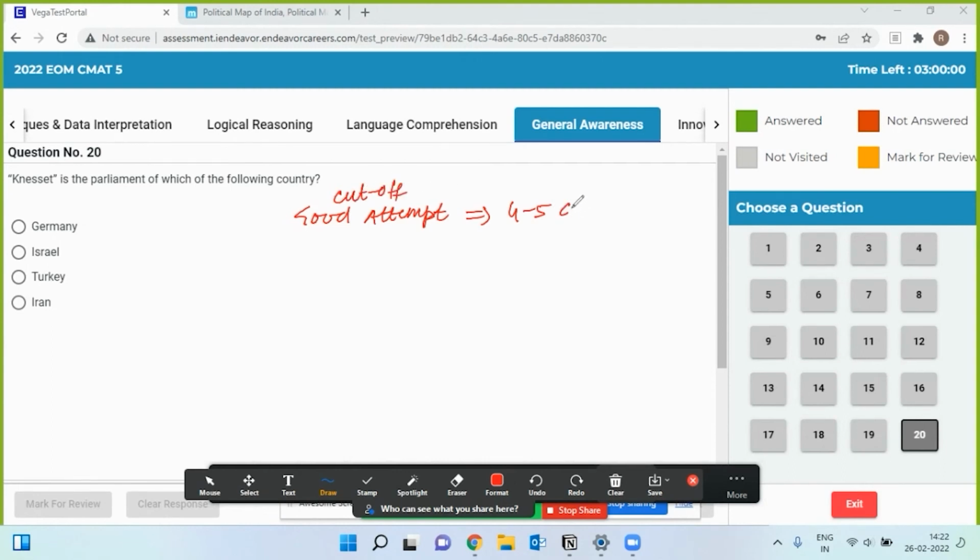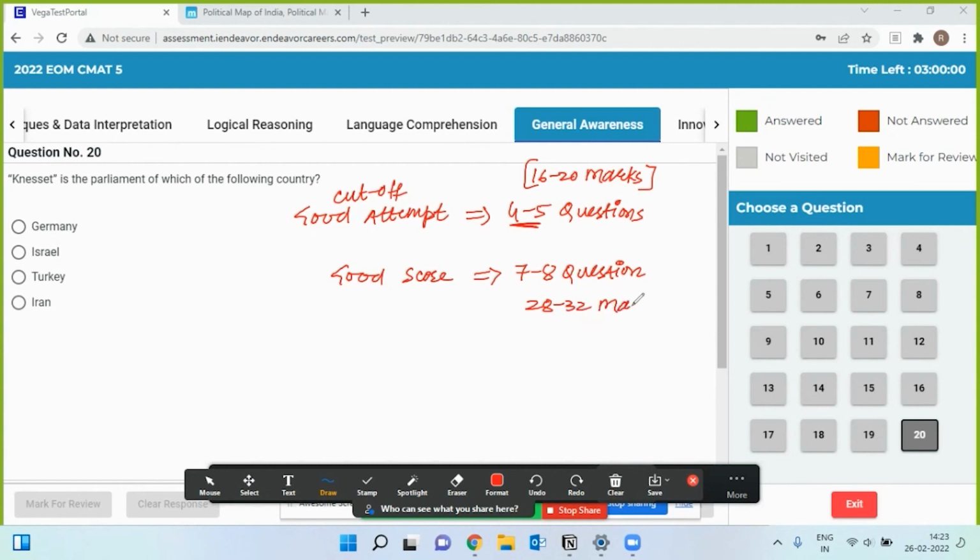And I think a good score in this section will be 7 to 8 questions correct. So cutoff will be 4 to 5 questions. And if each question is 4 marks, cutoff will be 16 to 20 marks. And good score will be somewhere around 28 to 32. So this is the analysis of GK section. Thank you very much.